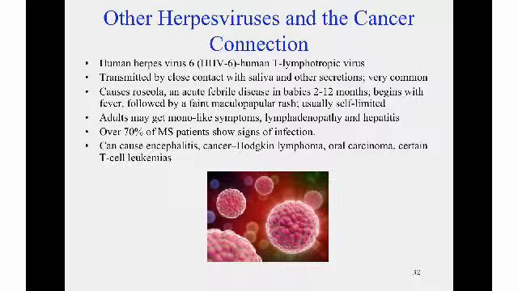HHV 6 is interesting for this reason: over 70% of multiple sclerosis patients show signs of infection. So we're seeing a lot of pathogens being associated with these rather anomalous diseases that we don't really know what the actual trigger is. So this is one link. We also see in the case of MS, there's clostridial food poisoning that also is associated with this. And it can cause encephalitis, cancer, Hodgkin's lymphoma, oral carcinoma, and also some leukemias.